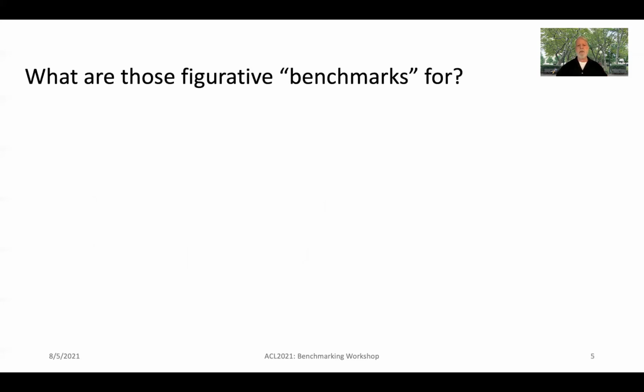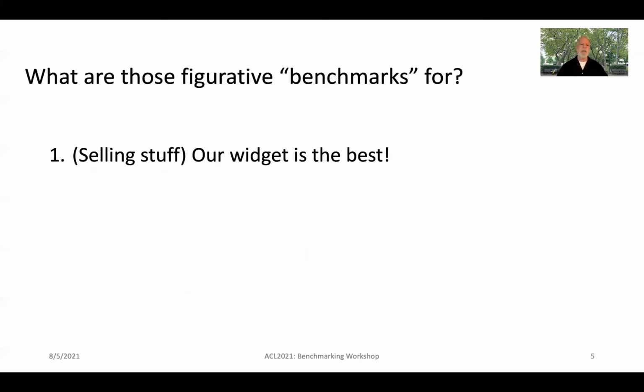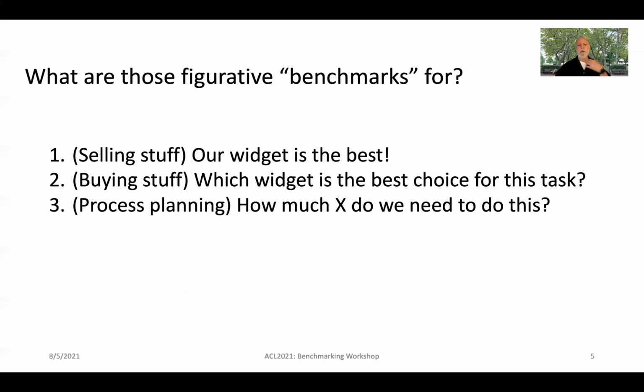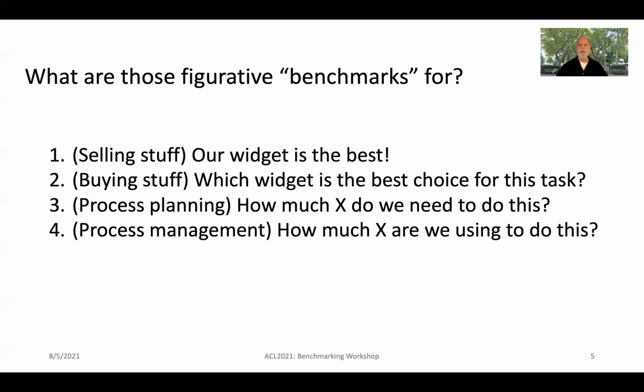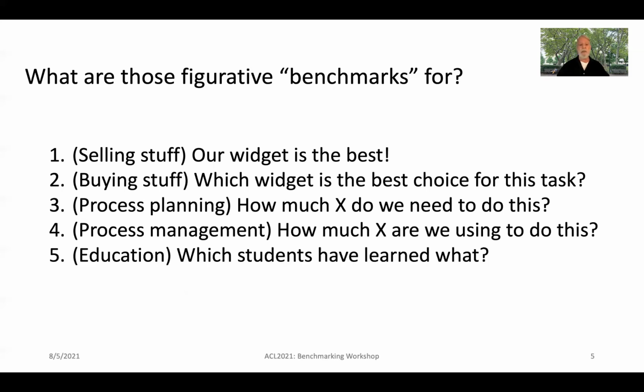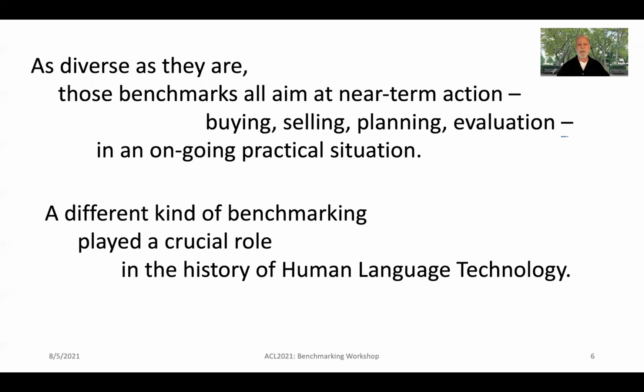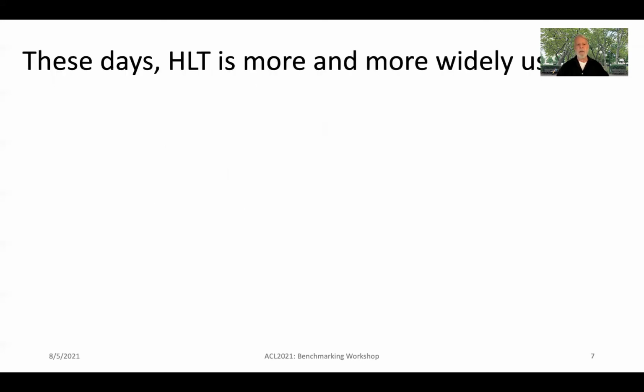So what are these figurative benchmarks used for? Well, selling stuff. Our widget is the best. Look at this benchmark. Buying stuff. Which widget is the best choice for this task? What should we get? Process planning. How much of X do we actually need to do this? Process management. How much X are we using to do this? Education, which students have learned what, and so on and so on. As diverse as they are, those benchmarks all aim at near-term action, buying, selling, planning, evaluation in an ongoing practical situation. A different kind of benchmarking played a crucial role in the history of human language technology.